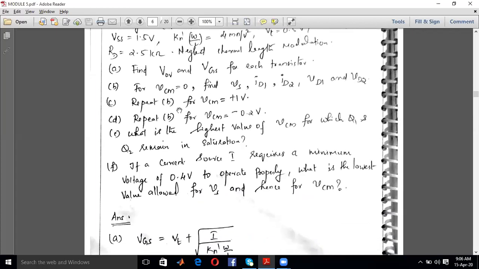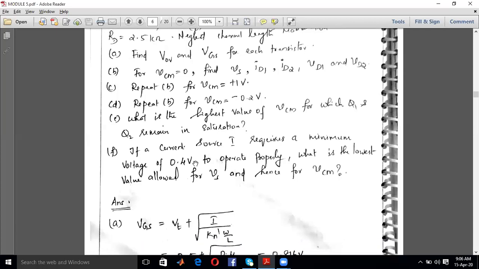Then in the fifth question, what you're going to find is the highest value of VCM, that is the maximum value of VCM. I told you that your input should satisfy the common mode range. In that common mode range, there is a maximum value and a minimum value. So that maximum value you have to find, provided that the two transistors remain in saturation. And in the sixth question, you are going to find the minimum value allowed for Vs and hence for VCM. That is the minimum value allowed for VCM.